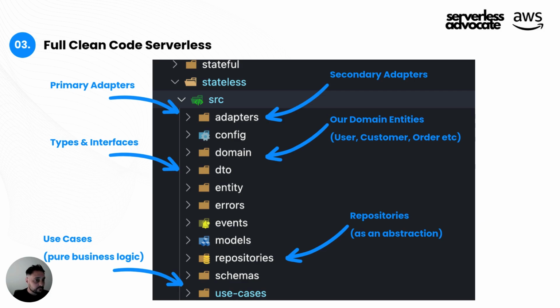Now, if we look at the folder structure, it's very similar to what we had before. There's just some additional folders. Again, we've got our primary and secondary adapters in the adapters folder. But now we've got domain entities in this domain folder. These are classes for things like user, customer, or order. We also have this DTO folder for things like types and interfaces. And we still have our use cases, pure business logic, but we now have this repositories folder, which, as I said, is an abstraction between the use case and the secondary adapters.